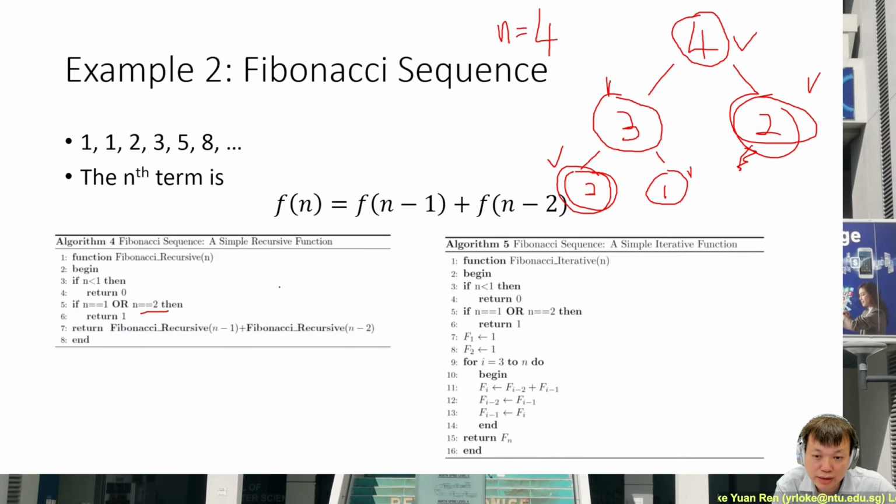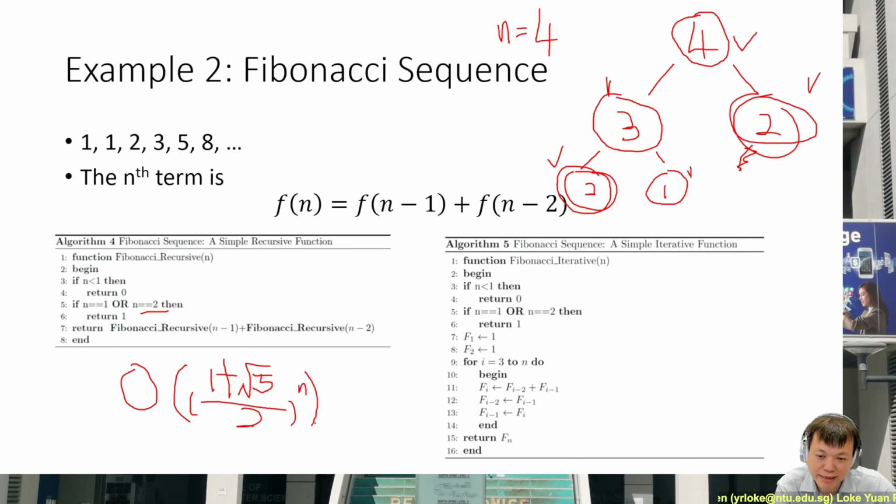So in that one, this is out of the scope of this module, but just for your information, the time complexity is (1 plus square root 5) over 2, which is 1.6 something, to the power n. Sometimes people may say it's 2 to the power n. Yeah, it's exponential. You will find that it's actually exponential.